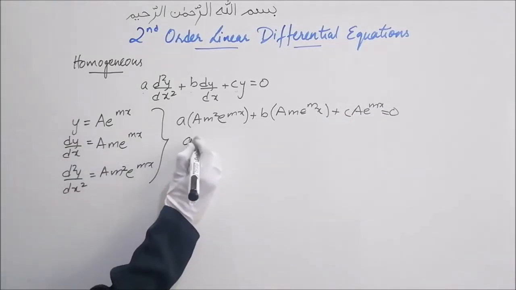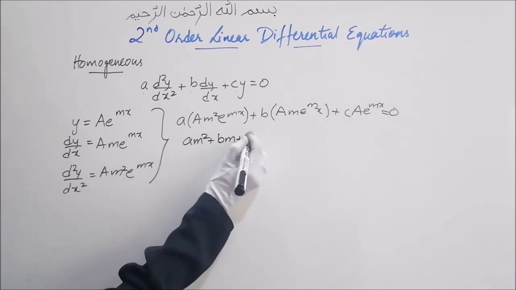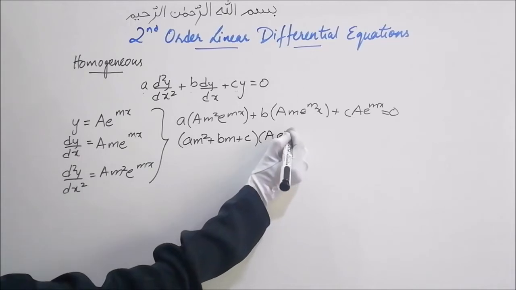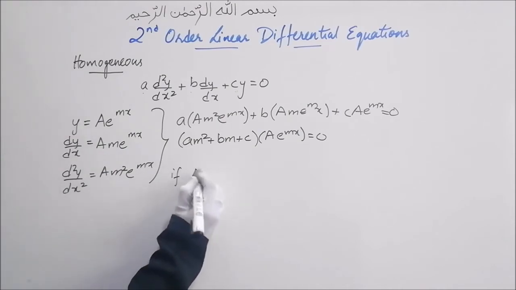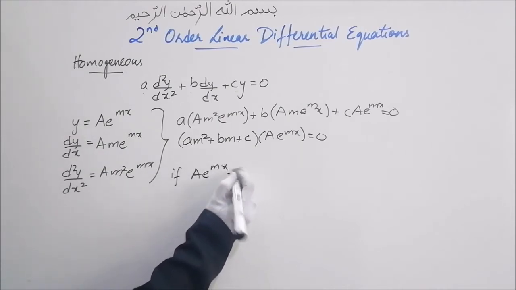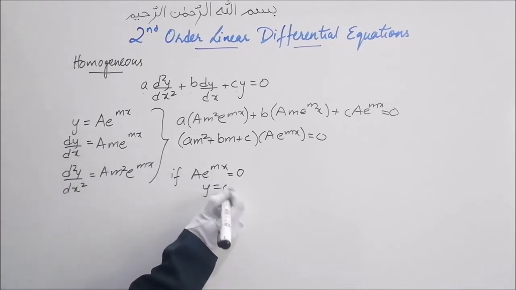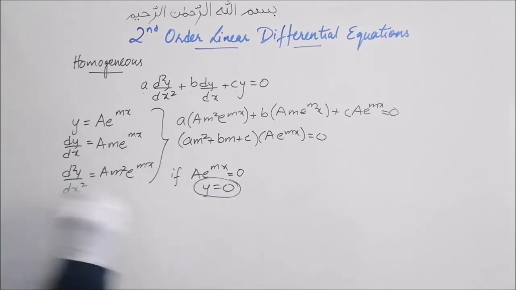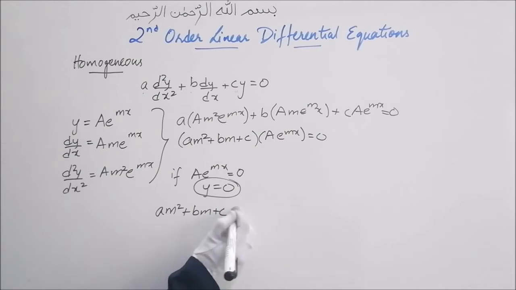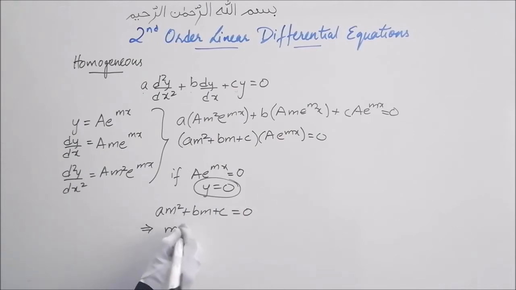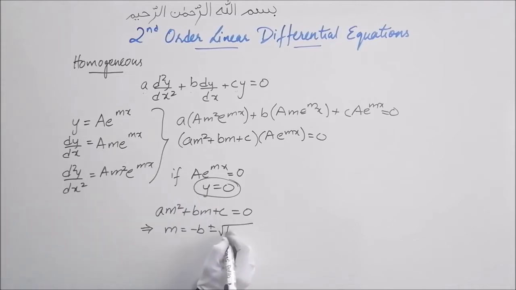This can be written as (a m squared plus b m plus c) into A e raised to mx is equal to 0. Now we have two solutions here. One is the trivial solution, the other is a non-trivial solution. For the trivial solution, if we take A e raised to mx equal to 0, then we will definitely get y equal to 0. This is a trivial solution. To get non-trivial solutions, we'll take a m squared plus b m plus c equal to 0. So we get m is equal to minus b plus minus root of b squared minus 4ac upon 2a.